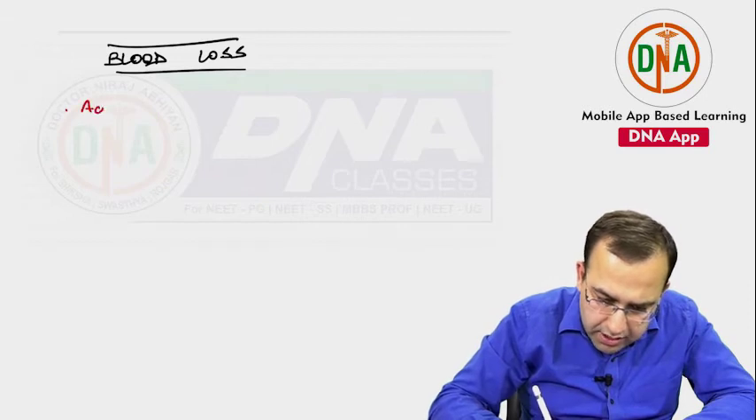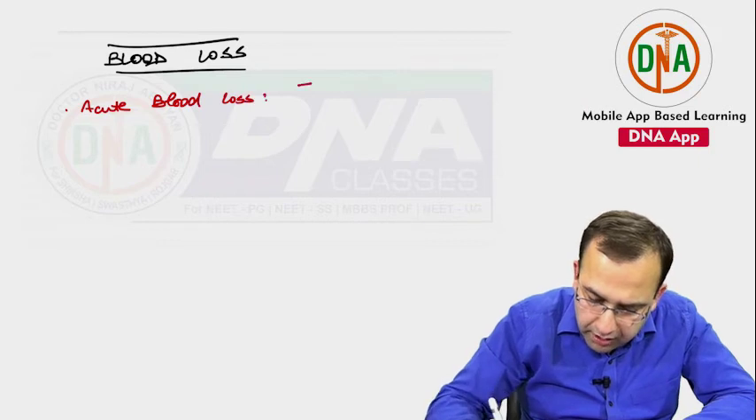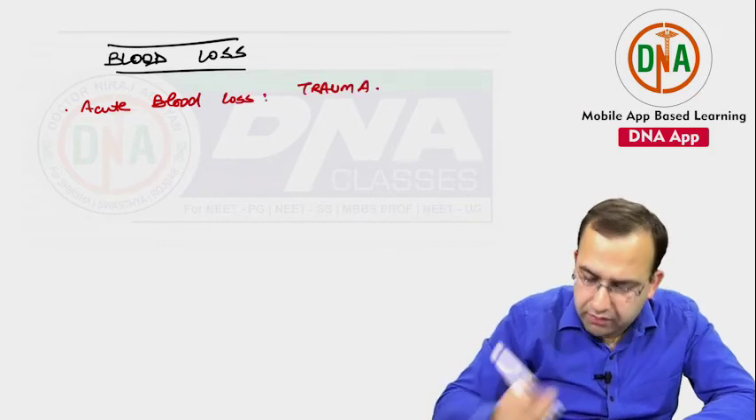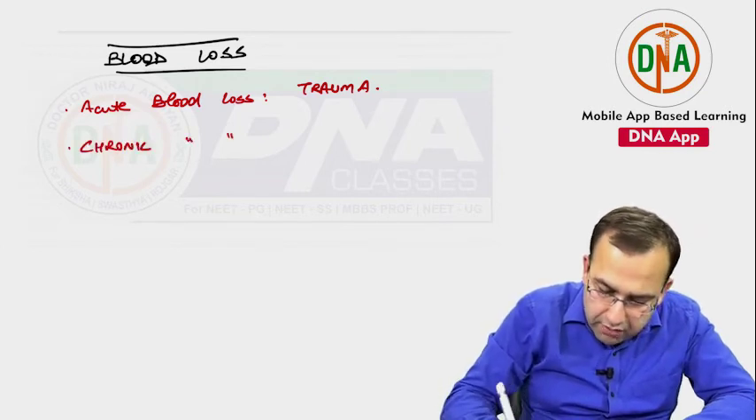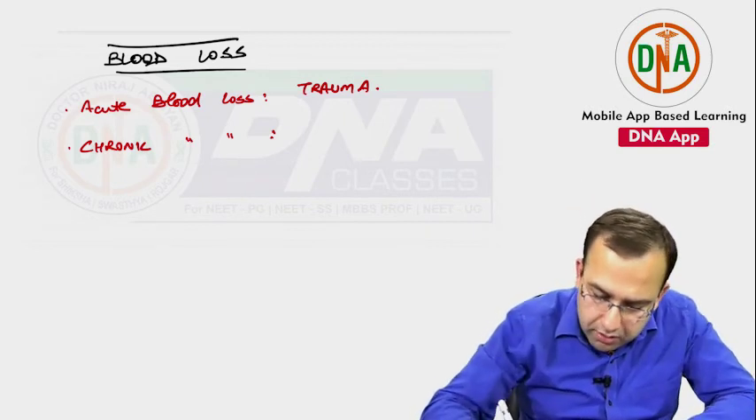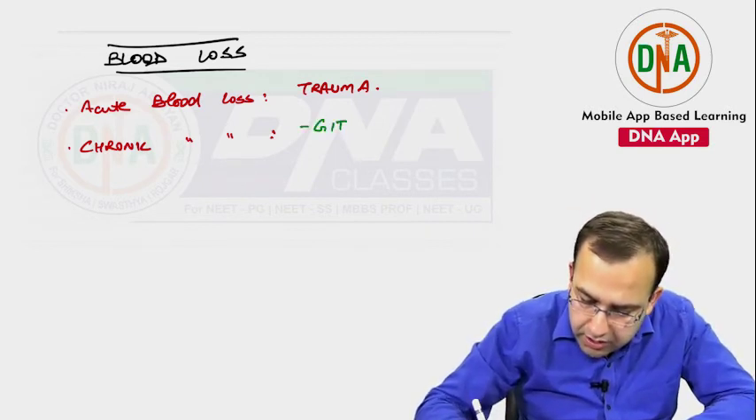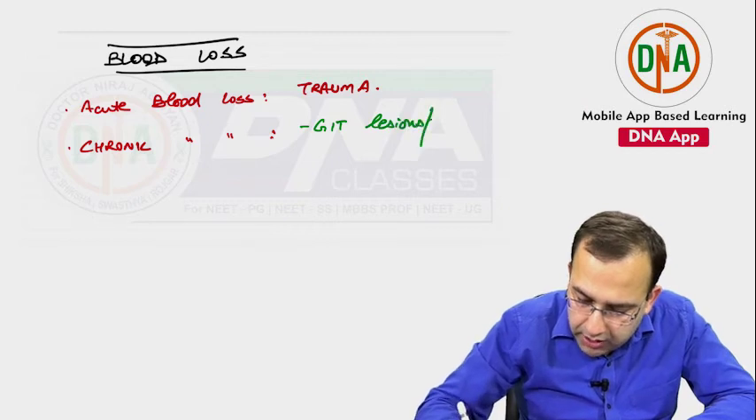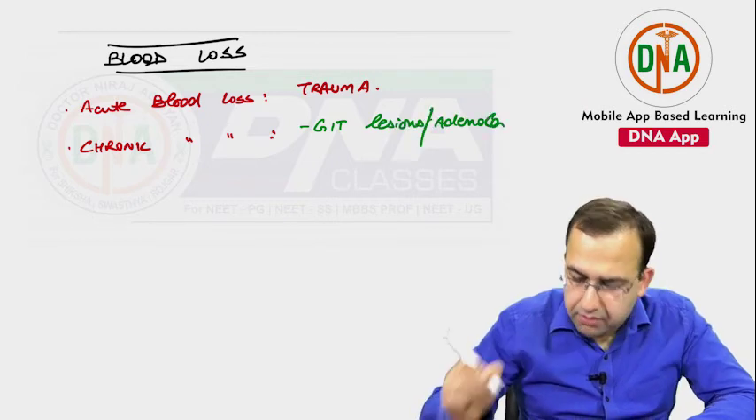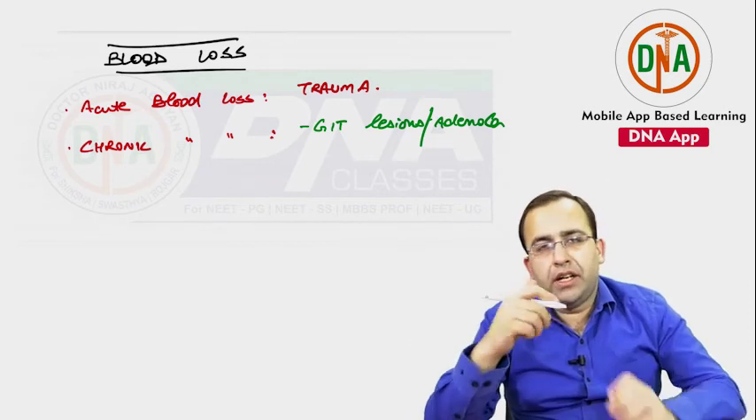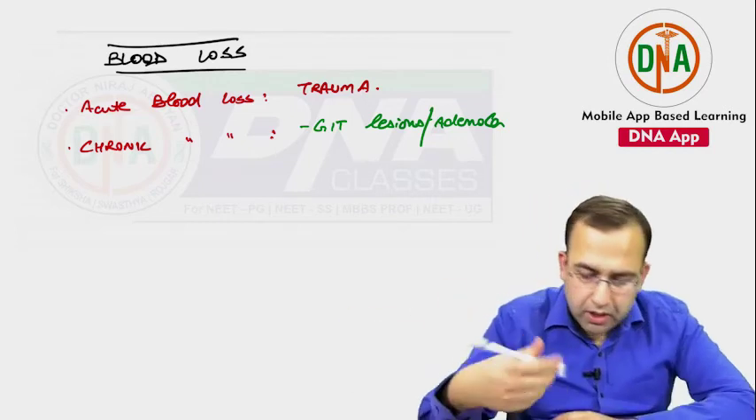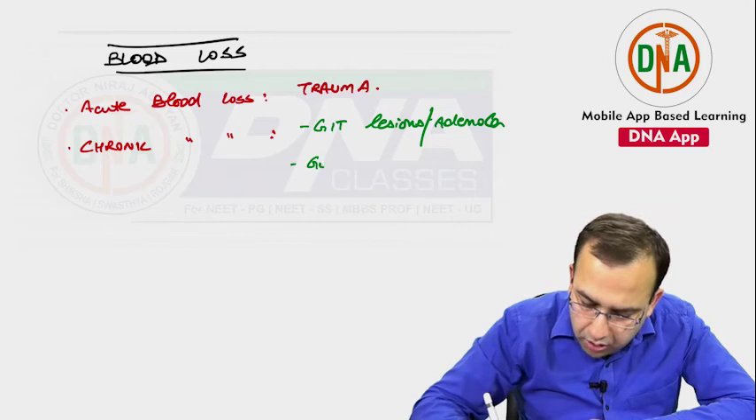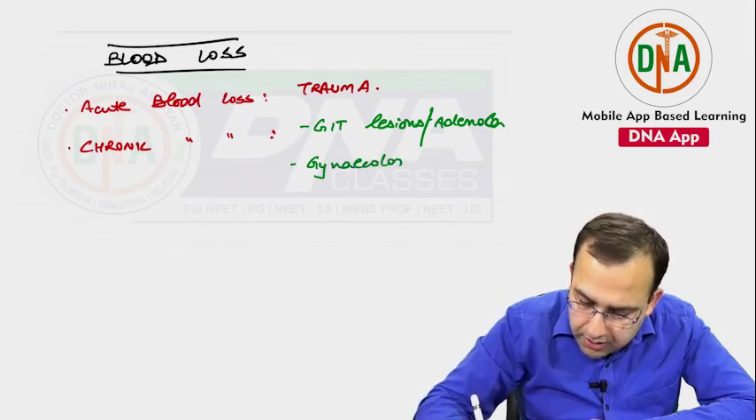It is associated with acute blood loss, that is trauma, versus chronic blood loss, which would be associated with GIT lesions or adenocarcinomas. Suppose a patient is suffering from adenocarcinoma of the GIT. That in turn would lead to bleeding leading to blood loss or anemia. GIT lesions or adenocarcinoma or gynecological abnormalities.